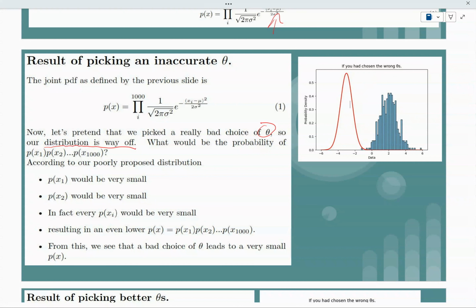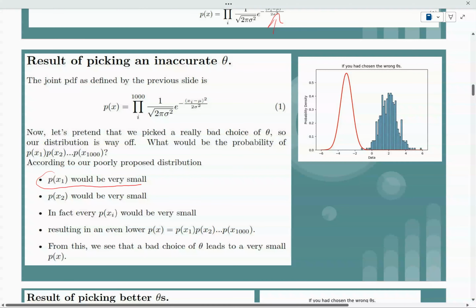So if that's the case, then what would p of x1 be? What would be the probability of the first sample? Well, let's assume this is the bad guess you made, right? If you made a really bad guess, and this is the first sample right here, it will say that the probability of the first sample is 0. The probability of the second sample is 0. All the samples given this distribution would have probability close to 0, right?